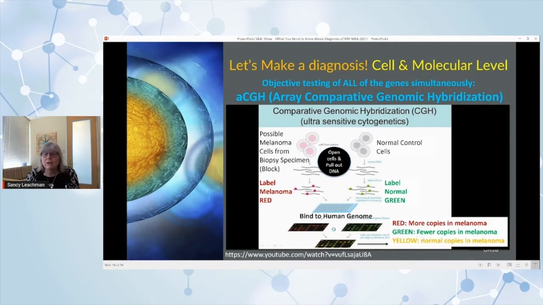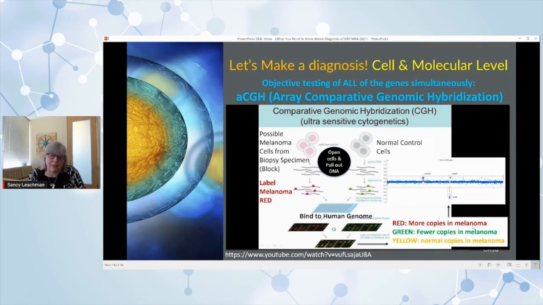If you have a green color, it's fewer copies in the melanoma. And if it's yellow, it's about the same number in the normal and the melanoma. I shouldn't call it a possible melanoma, I should say. Now you can quantify this because all of this light can be measured. And so you can see that these are all the yellows right here along the line where they're about the same. And this is where there's too much. These would be red, and this is where there's too little. So it would be green.